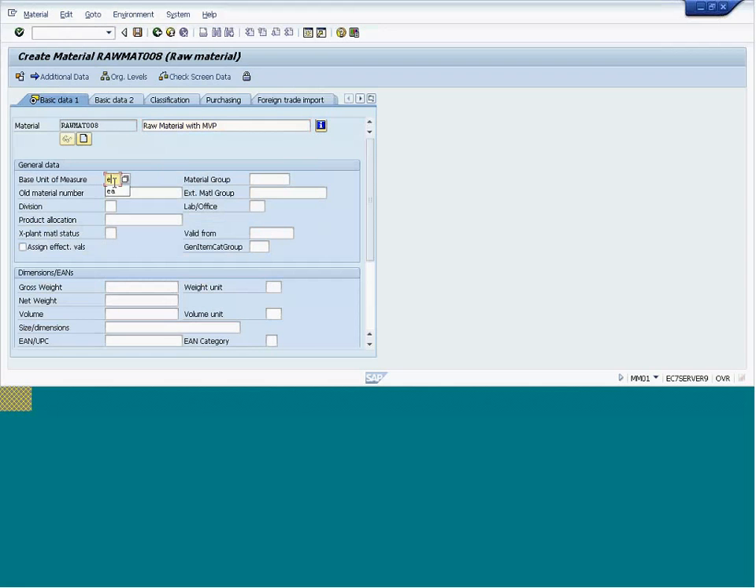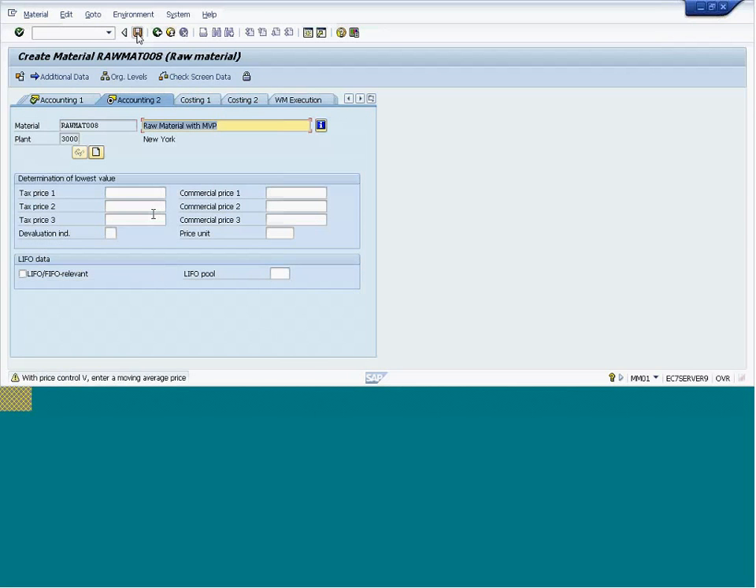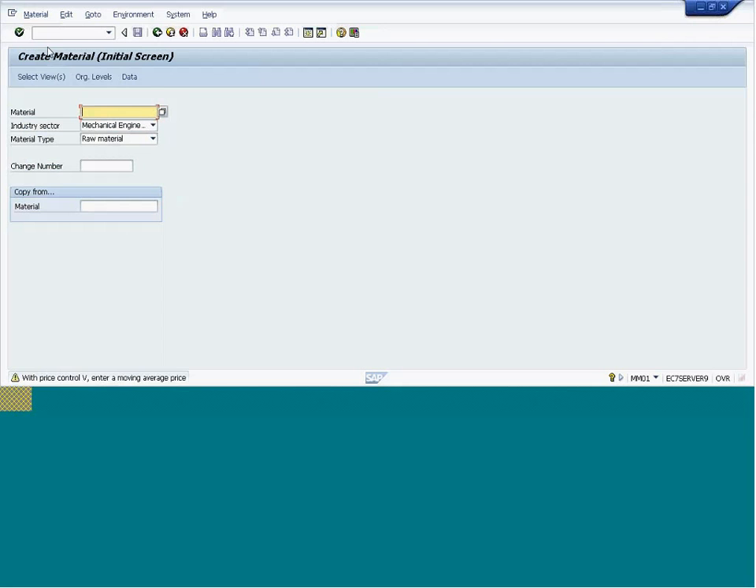Just for understanding, I'm giving the valuation class, obviously the raw material valuation class. I am using moving average price V. I don't need to maintain anything else here. It will say price control V, enter moving average price. Let's say nothing is procured, so maybe you can give $1 or $0, it doesn't matter. I'm just giving 0 value. Right now nothing is there.